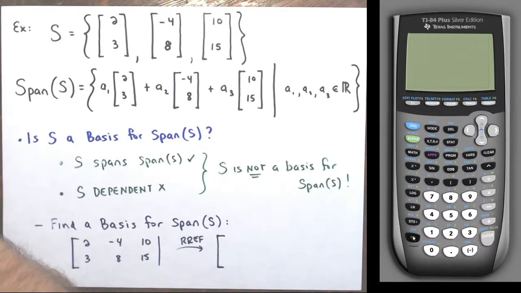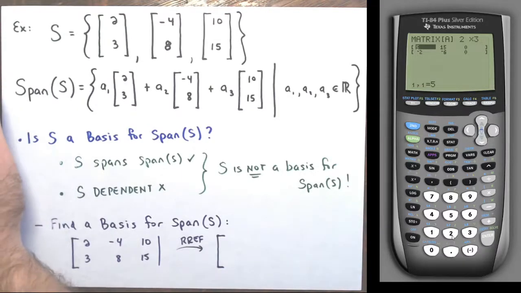Alright, so back to the matrix menu. I'm going to edit matrix A, and this time I have a 2 by 3: 2 rows, 3 columns. I'm entering the first row as 2, -4, 10, then 3, 8, 15 for the second row. And get out of here, quit.